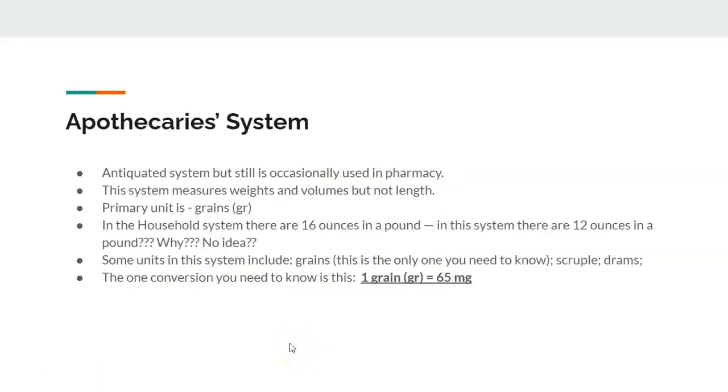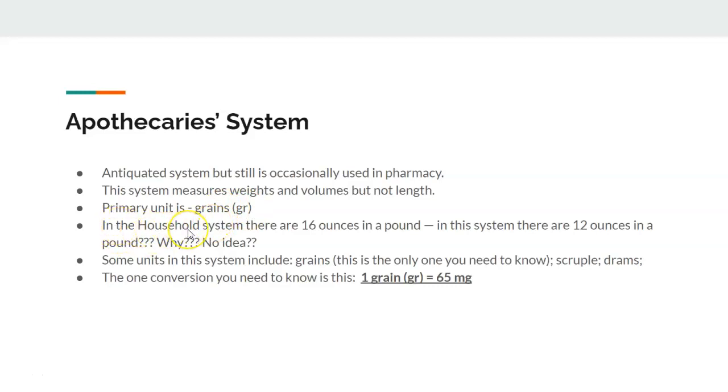So the apothecary system, this is a completely antiquated system but unfortunately is still occasionally used in pharmacy. There is a drug that I see measured in grains, which is the most common, the only measurement you need to know for the apothecary, and Synthroid. Thyroid medication can be measured in grains is one I can think of. So its primary unit is grain. Don't confuse grain with gram. GR is grain, G is gram, so don't get that confused.